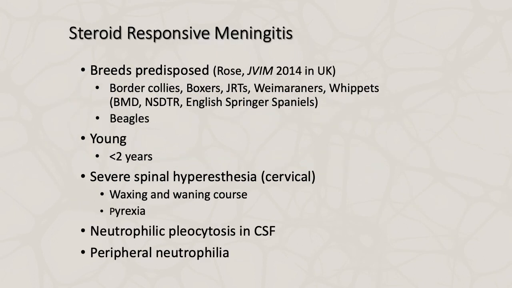To quickly talk about steroid-responsive meningitis arteritis, when you see this disease, it's in large breed young dogs with cervical hyperpathia, with a possible waxing and waning course. They often will have a fever and can have nonspecific neutrophilia. The key diagnosis is neutrophilic pleocytosis in the CSF. This is fairly pathognomonic, although as discussed earlier, other infectious causes can cause this.